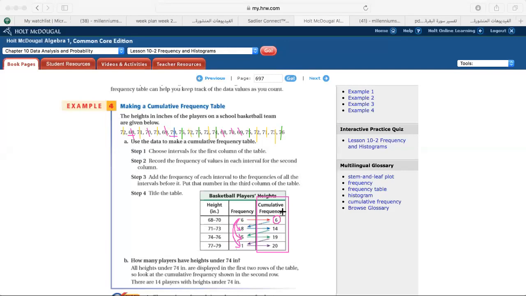Okay, girls? Let's move to the previous one, which is the histogram, which is our last example. Yes, it is our last one.